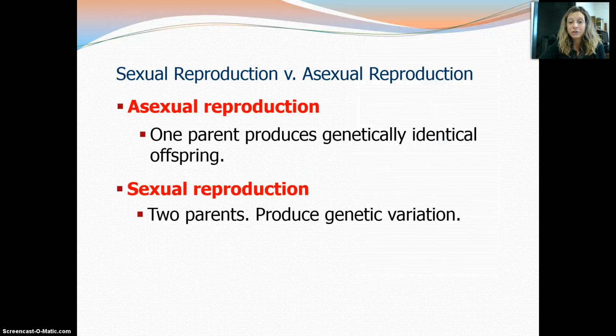So your last quick review, and hopefully you know this by now: mitosis, which is a form of asexual reproduction, you have one parent producing genetically identical offspring. Meiosis, which is necessary for sexual reproduction, you have two parents, and that produces genetic variation.